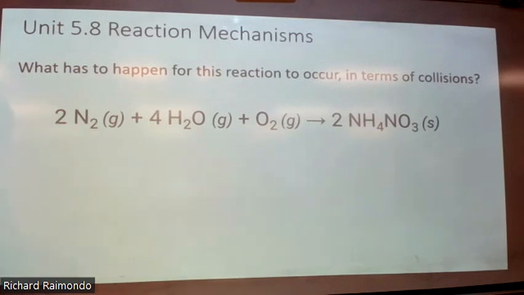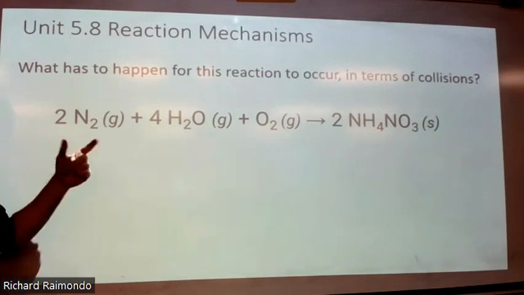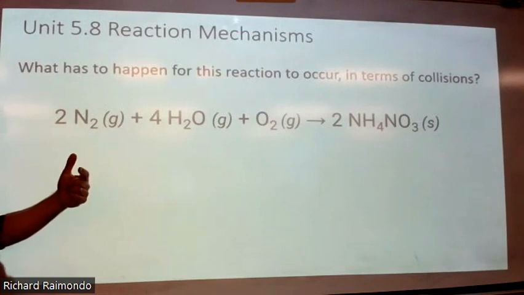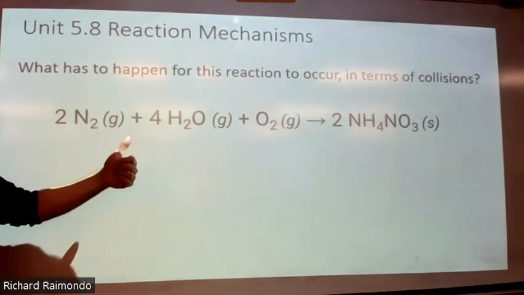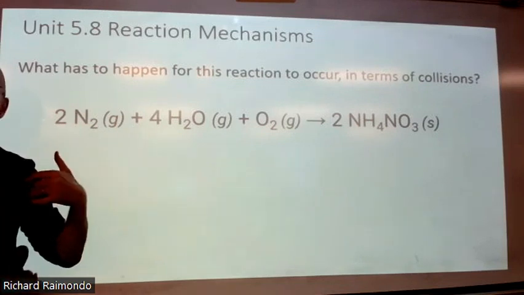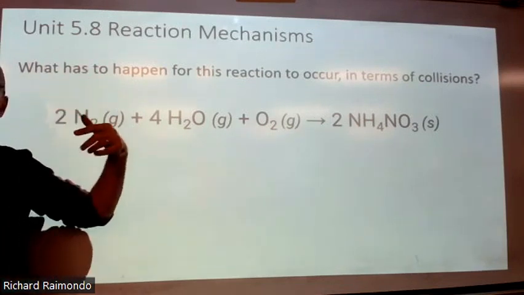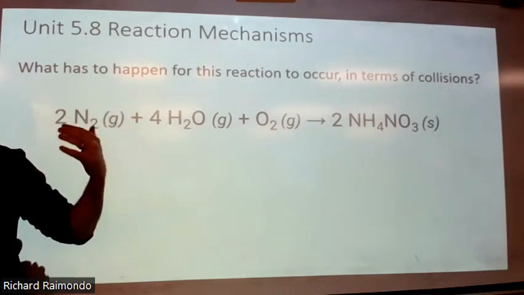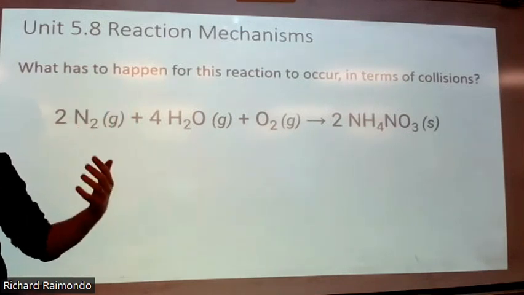How many particles, though? How many particles have to hit each other for this to happen? 7. Yeah, 2 plus 4, 6 plus another one. What's the likelihood that 7 particles are going to smash into each other at the right orientation with the right kinetic energy? Unlikely. Yeah, very unlikely that it's going to happen.